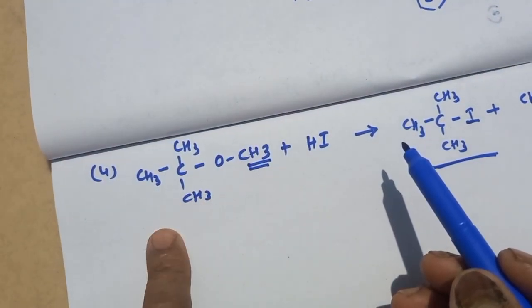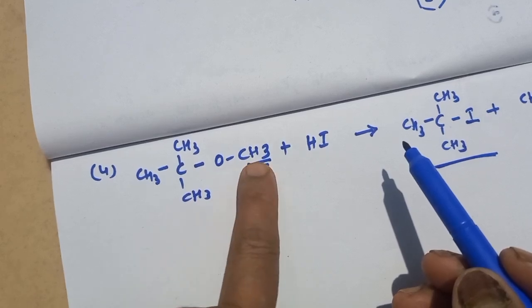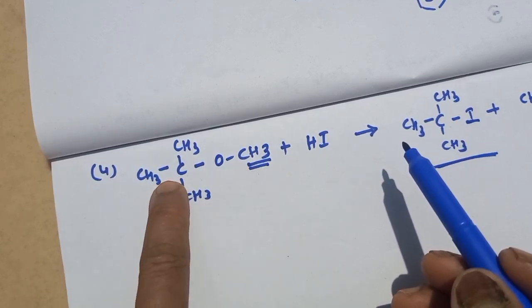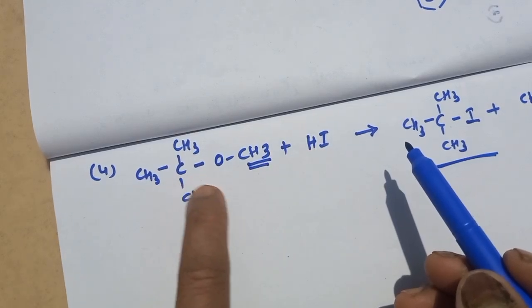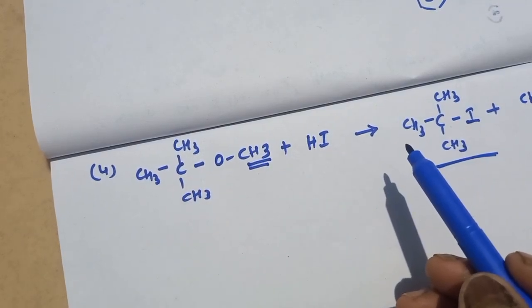But remember students, if there is a presence of a 1 degree carbocation and a tertiary 3 degree carbocation, then iodine prefers to go to that carbon which is more substituted, or the most stable carbocation.